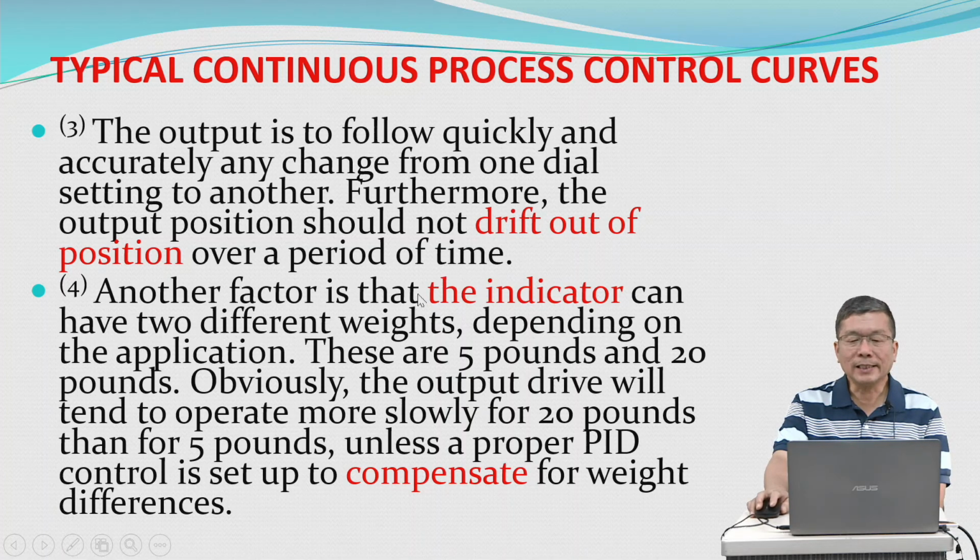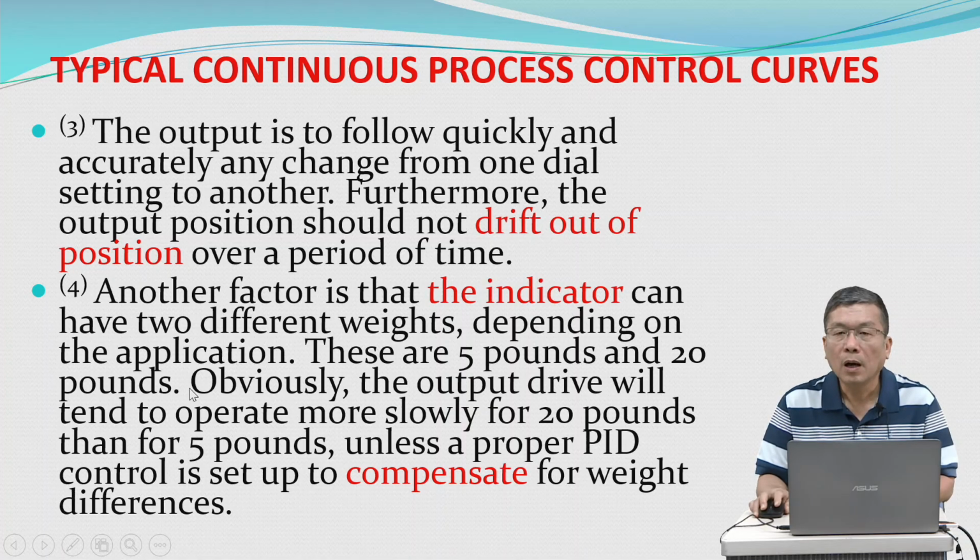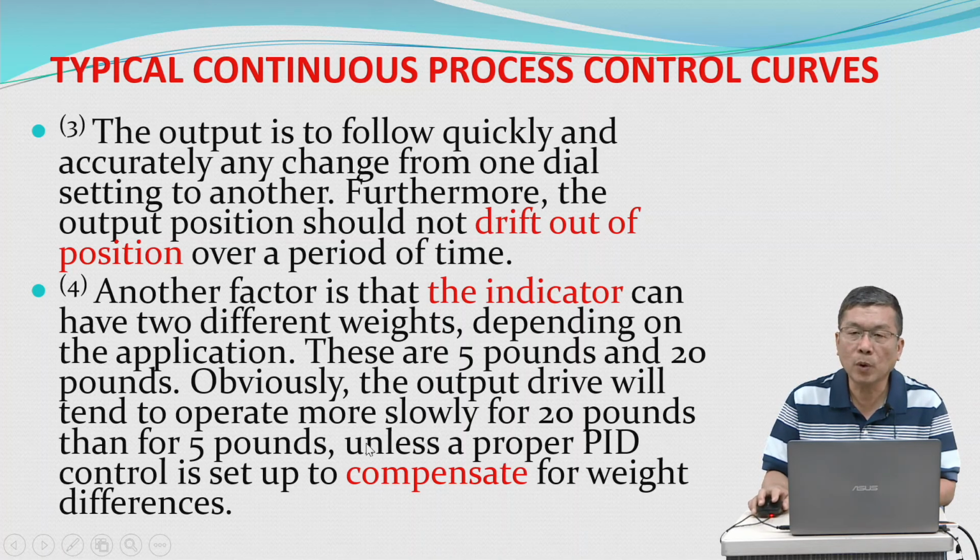Another factor is that the indicator can have two different weights depending on the application. These are 5 pounds and 20 pounds. Obviously, the output drive will tend to operate more slowly for 20 pounds than for 5 pounds, unless a proper PID control is set up to compensate for the weight difference.